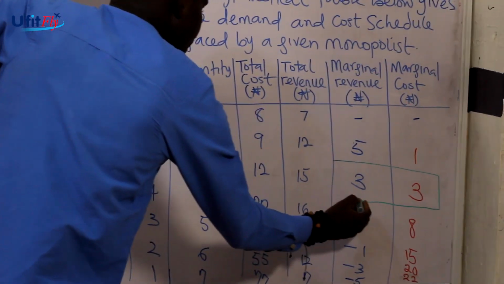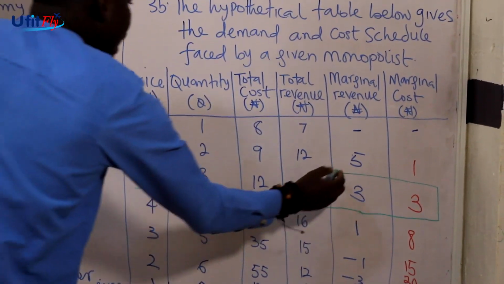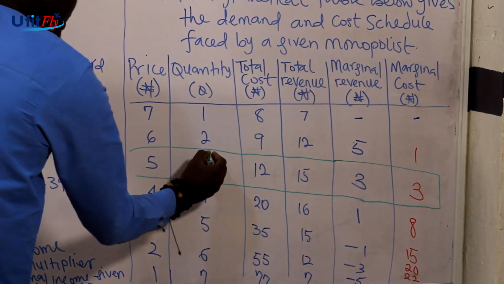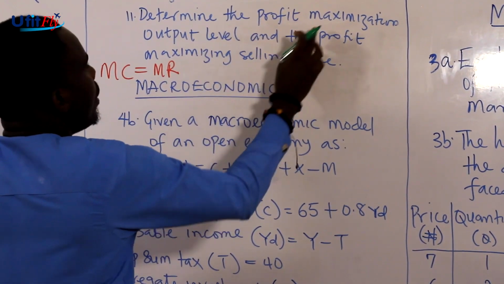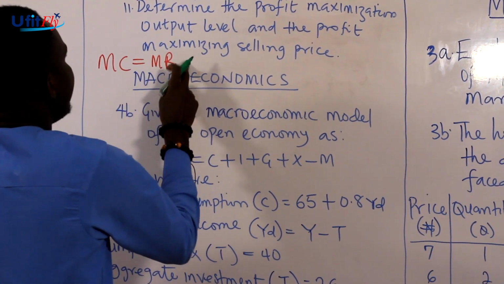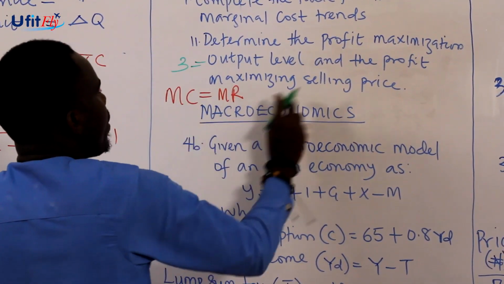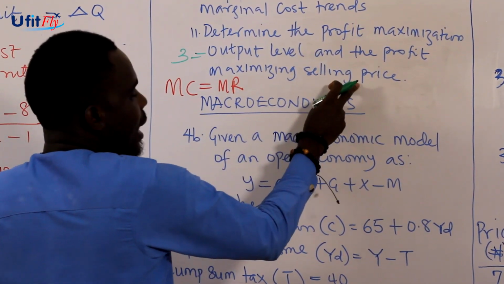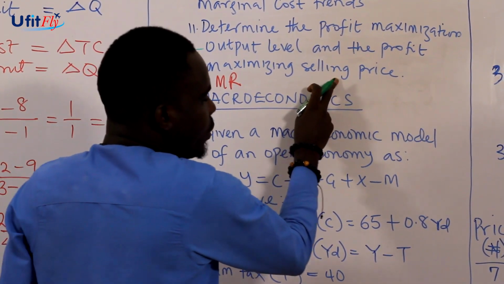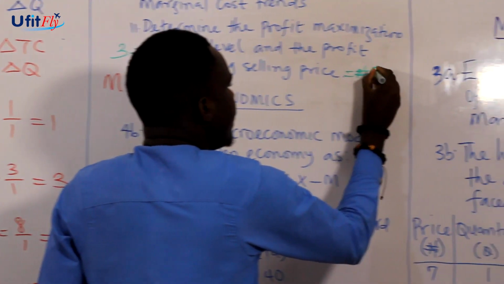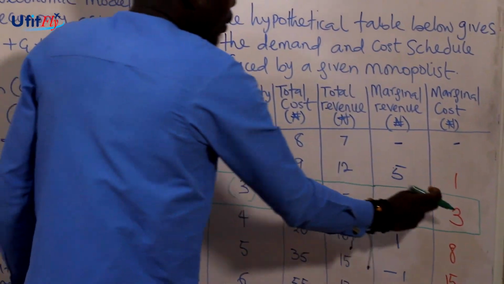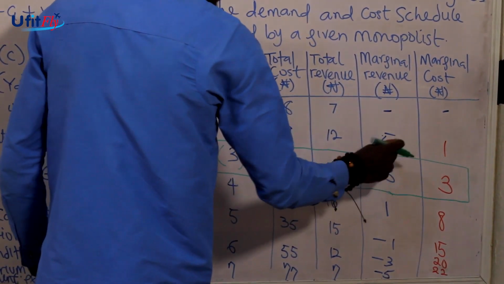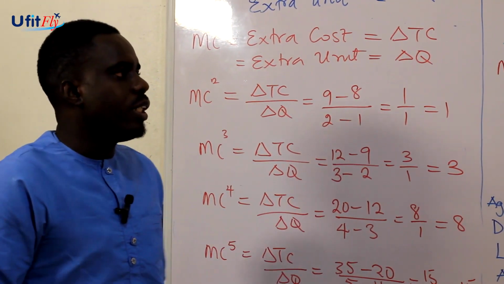We can see that that occurs at output 3. So the output at which marginal cost equates marginal revenue is output 3. And the price at which marginal cost equates marginal revenue is 5 naira. At 5 naira and output 3, the marginal cost will equate marginal revenue. So that answers the question under microeconomics.